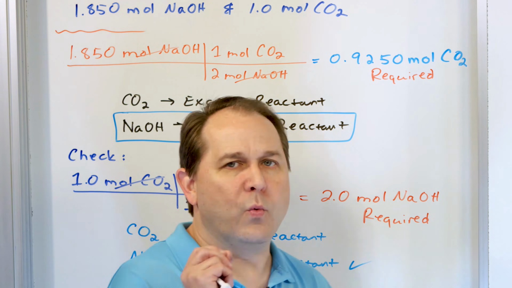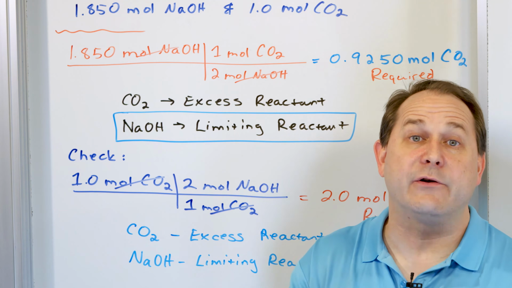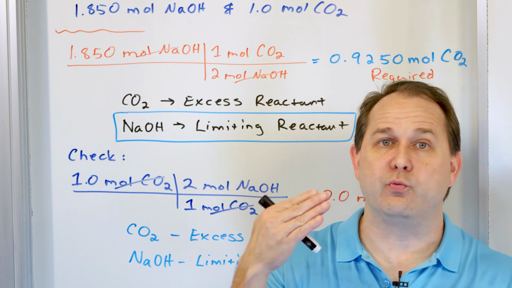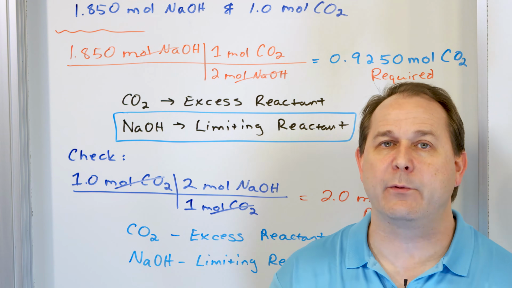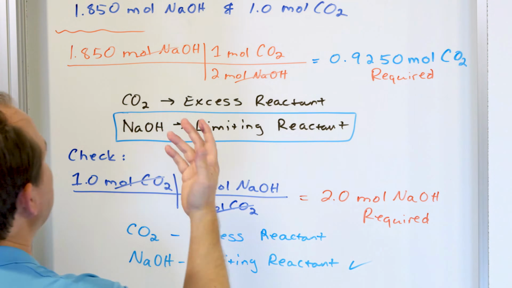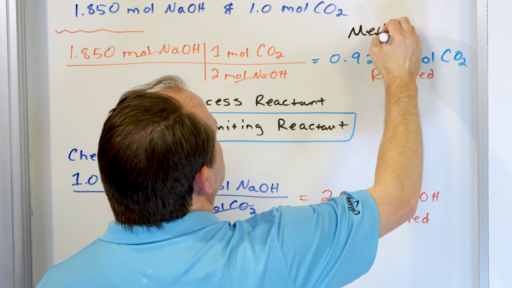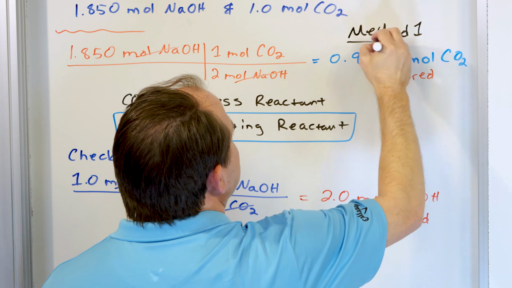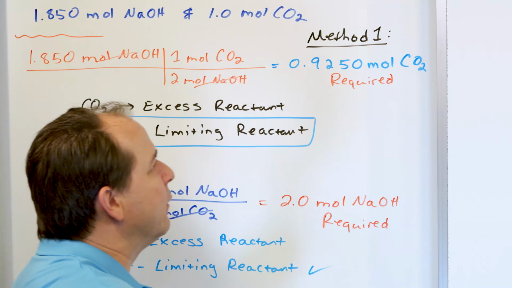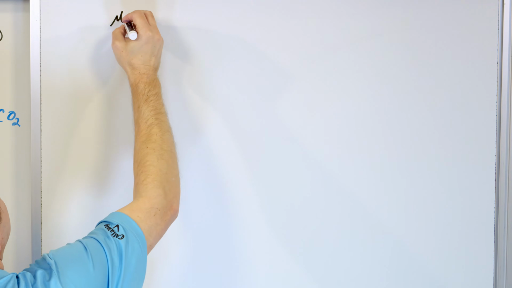So that part 1 was just having us calculate and figure out which of the 2 reactants is the limiting reactant. And that's what we call method 1, right? Or I call method 1. So I guess I'll just go over here and say method 1, right? There's always more than one way to do something, right? So let's go over here and talk about method 2.